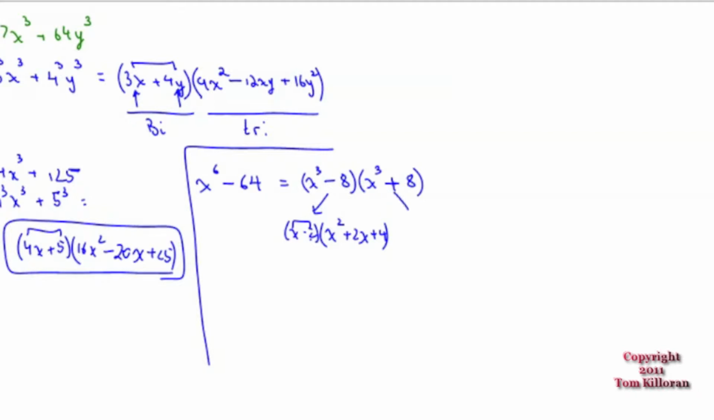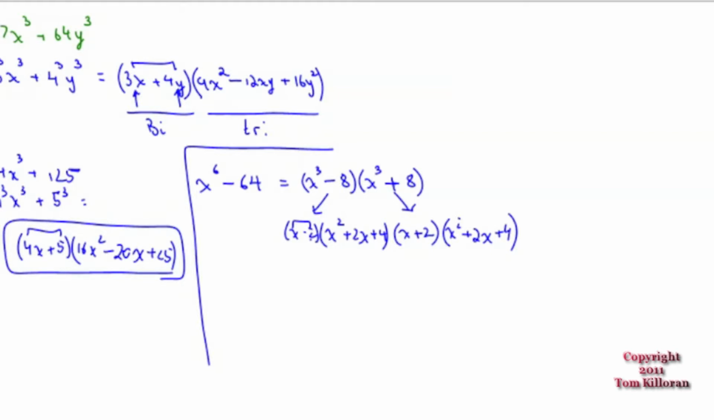What about the second one here? What would be the first binomial? Oh, x cubed plus 2 cubed. So this first one becomes x plus 2. The trinomial part: x squared, no, minus 2x, plus 4. That's as far as you can go.